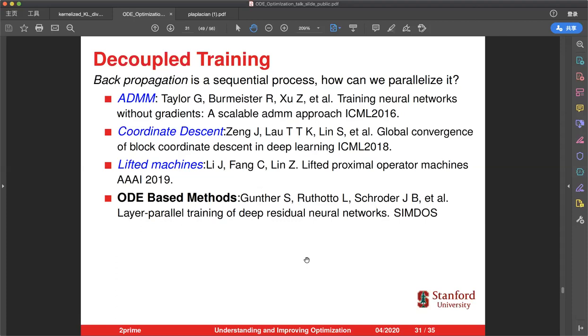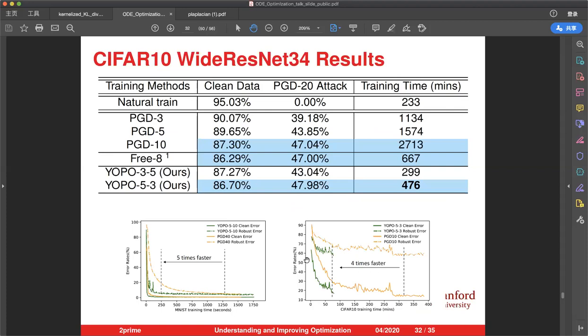Yeah, so let's show the results of our algorithm. Because our algorithm is just balancing the computation cost, it's a trade-off. It doesn't mean that you can get the same result as PGD with the same number of attacks. You can see that to match the result of PGD 10, what we propose is YOPO 3-5 and YOPO 5-3.